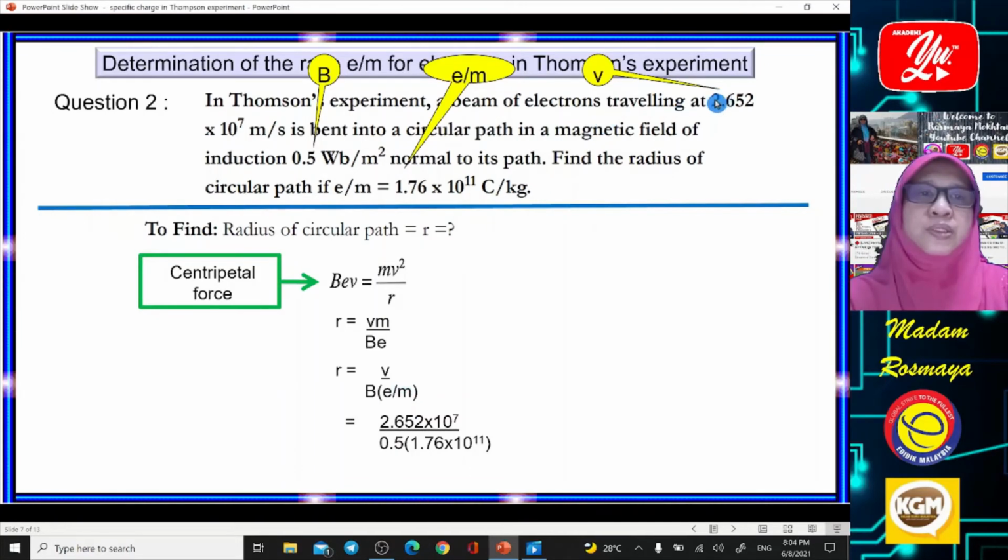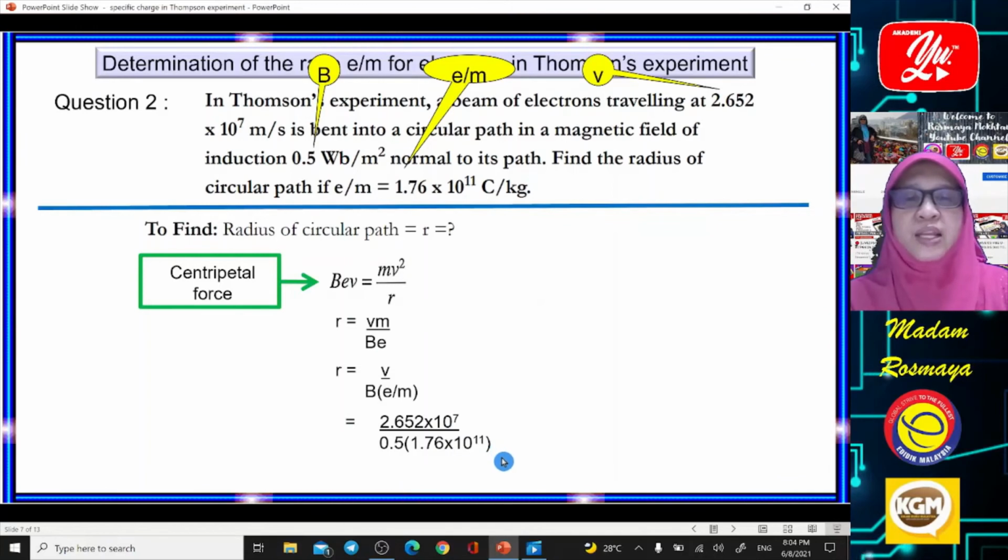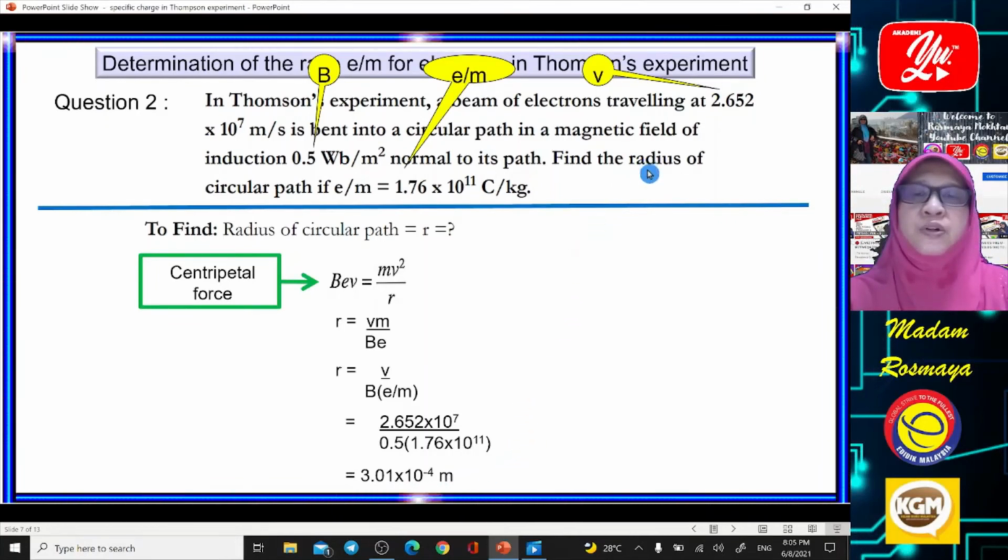Now we can substitute V, 2.652 times 10 to the power of 7, magnetic field 0.5, and the specific charge is 1.76 times 10 to the power of 11. So the answer is 3.01 times 10 to the power of negative 4 meter. So this is the answer for the radius of the circular path.